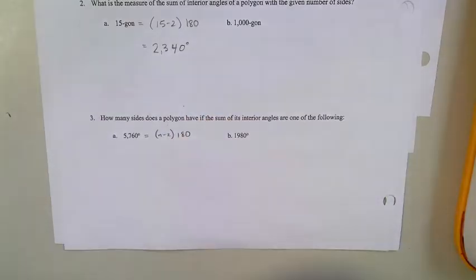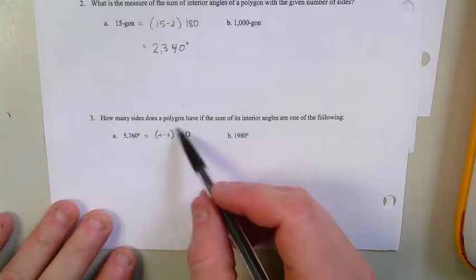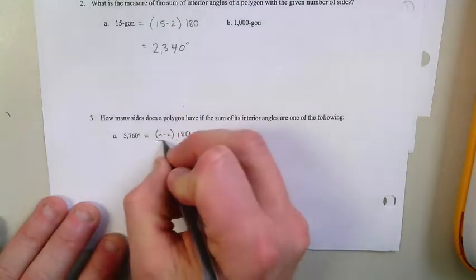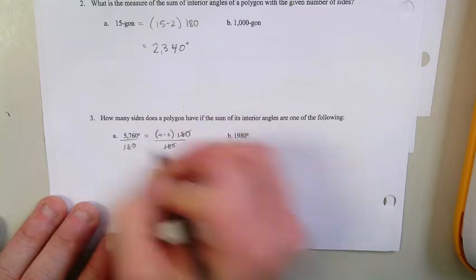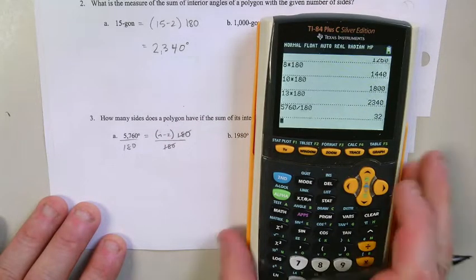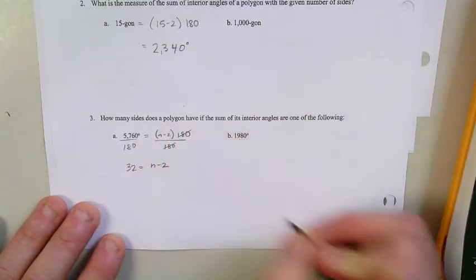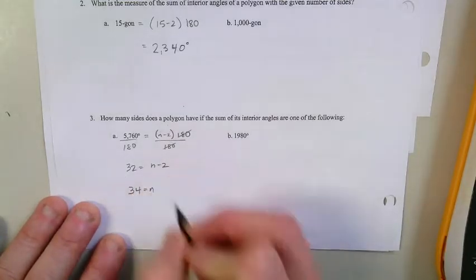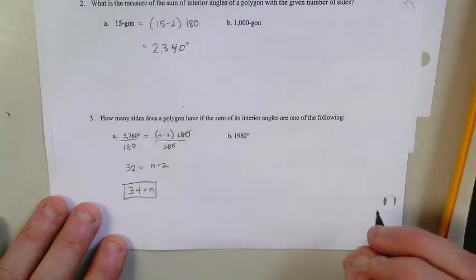Okay. Now, there's multiple ways you go ahead and solve this. I think most of you would probably distribute that 180 into the parentheses and solve it from there. I'm actually going to go ahead and divide by 180 to get rid of the 180 here. So we end up having 5,760 divided by 180, which is 32. And now I can go ahead and add 2 to both sides, and this gives me the number of sides. Okay. Number of sides there.